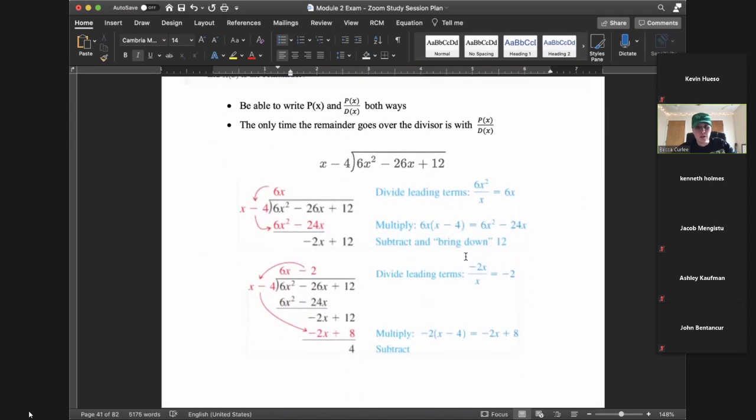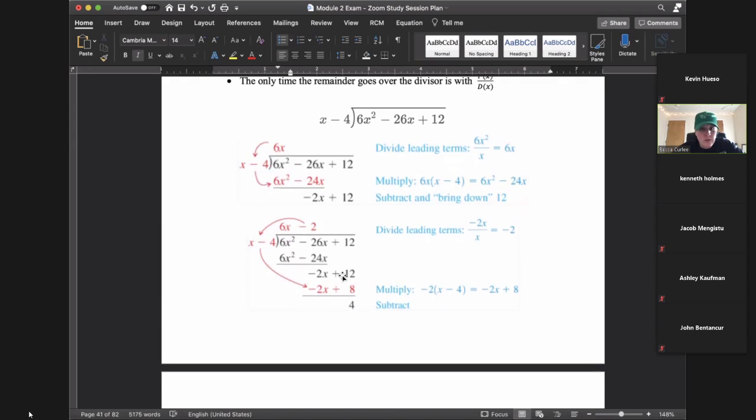So this is just some long division here. So you're taking this x and dividing it into this first term here. So x goes into 6x squared. It goes in 6x times. So then you're taking 6x times x minus 4, which is 6x squared minus 24x. And we're subtracting all of that from 6x squared minus 26x. So that gives us a -2x. We drop down the 12.